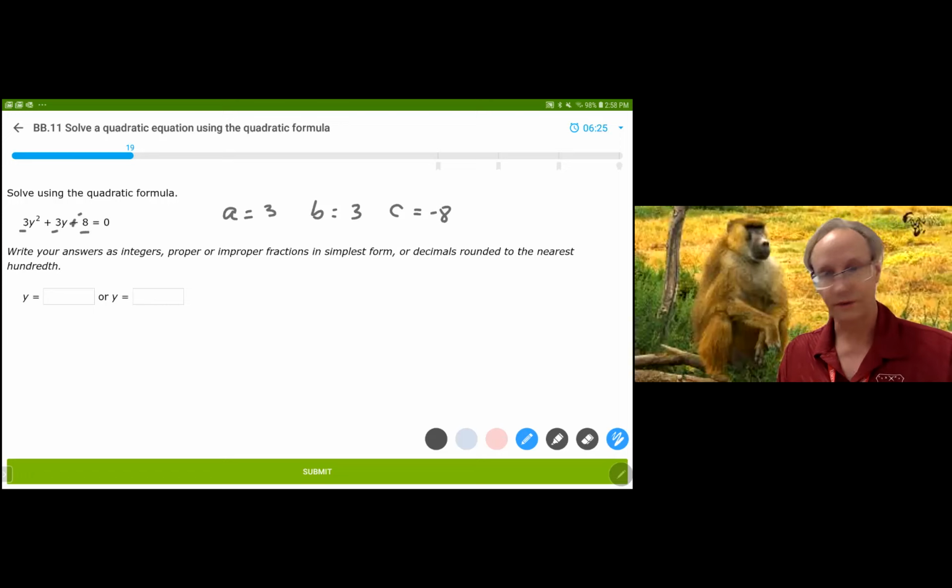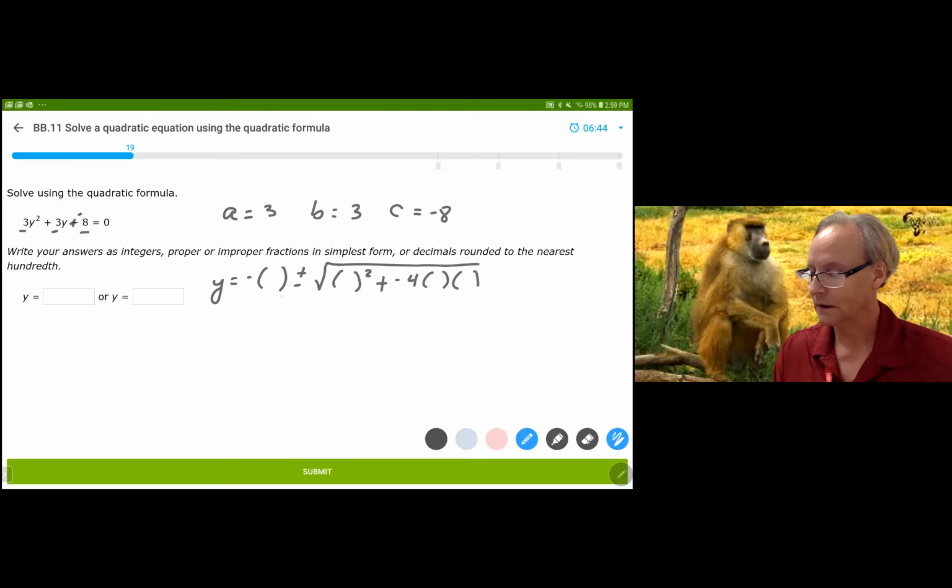So let's put in our values. So I'm going to go ahead and write y in this case is equal to -b plus or minus the square root. Notice what I'm doing. B squared plus -4ac all over 2a. And I just substitute in my a, b's, and c's. B goes here and here. A goes here and here. And the c goes in here.